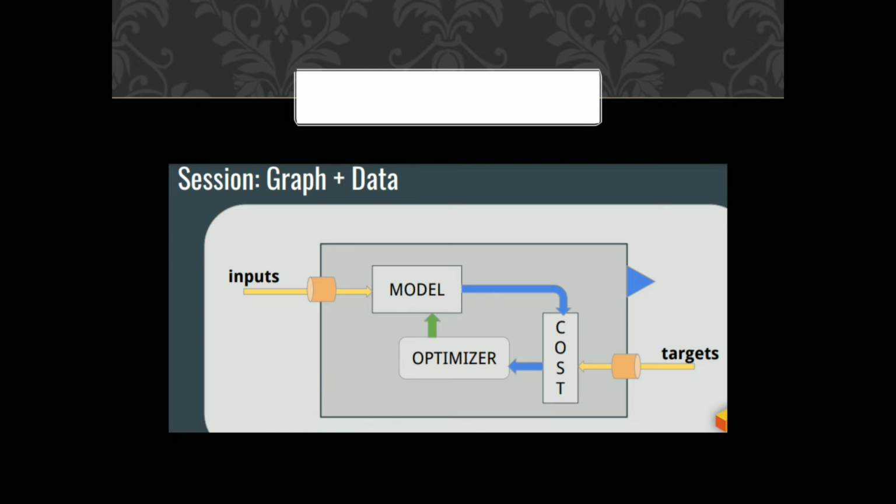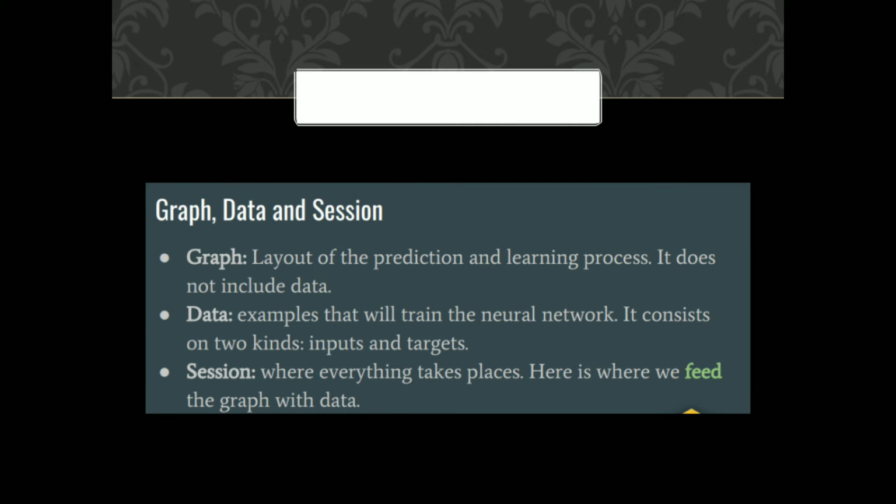Session, graph plus data, so this is called a session. Graph, data and session, what do they contain? Graph contains the layout of the prediction and learning process. It does not include data. You have to remember that it does not include data. Only it is the layout of the prediction and learning process.